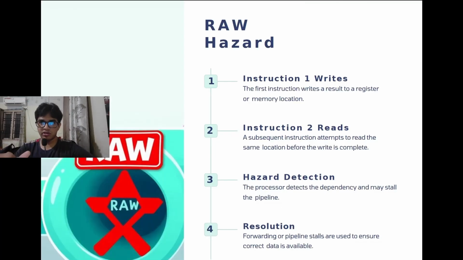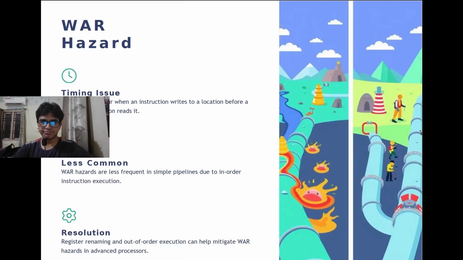RAW hazard. This is when a later instruction needs data that a prior instruction is still writing. Basically, this is the process that goes on. Take a look. WAR hazard. A later instruction writes to a location a prior instruction is still reading. These are less common, and WAR hazards are less frequent in simple pipelines due to in-order instruction execution.